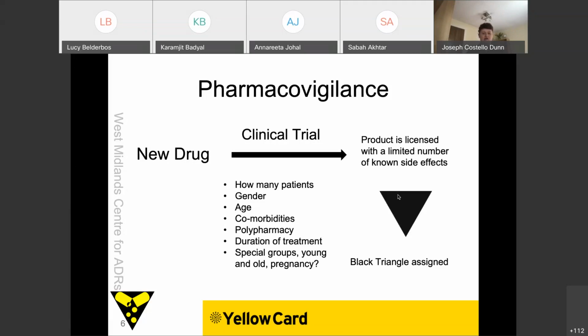And a black triangle is assigned to the medication. It's important to note that all new drugs are always assigned black triangle status until the first periodic safety review. I'll go on later to discuss what a black triangle drug is.